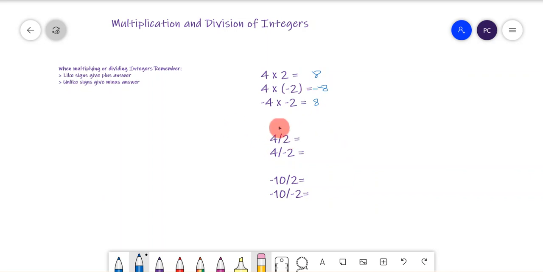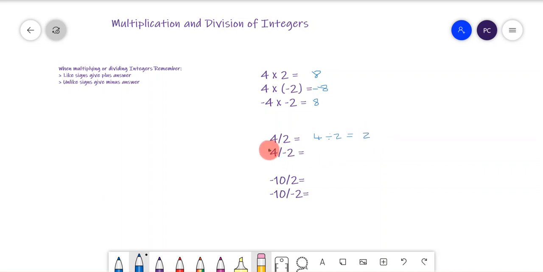Now, likewise here, this is 4 divided by 2. Sometimes you might see it written like this, or sometimes you can see it written like this, 4 divided by 2. And again, the same rules apply: like signs give a plus answer. This is positive 4, this is positive 2, so the signs are the same for both of those. Therefore, the answer is going to be a plus. So 4 divided by 2 is positive 2. Again, you don't need to put the plus in front of positive integers.